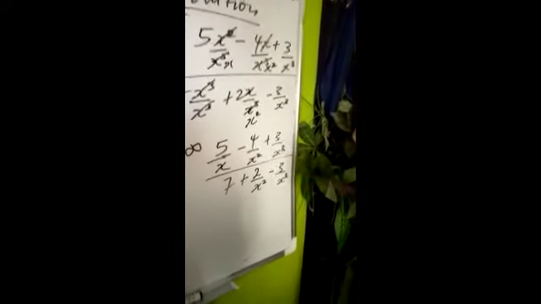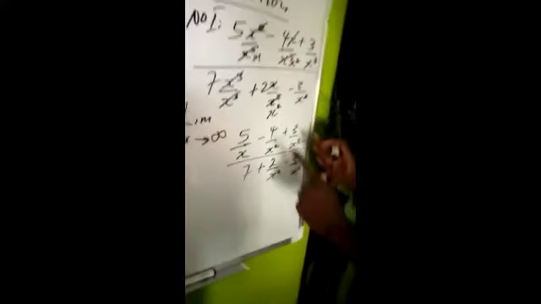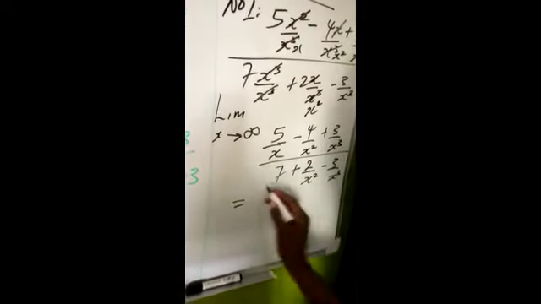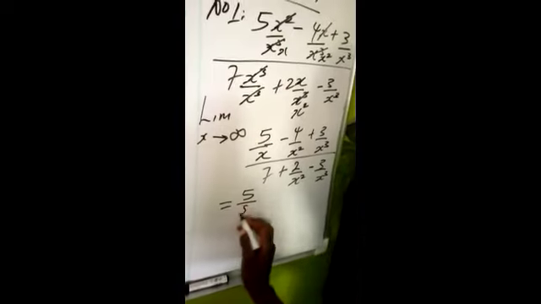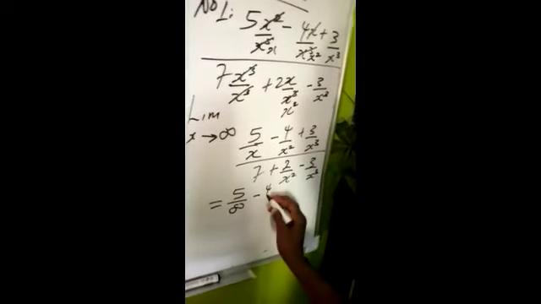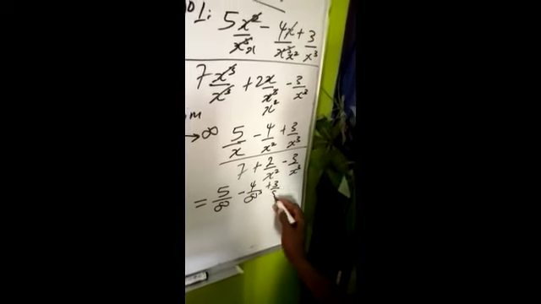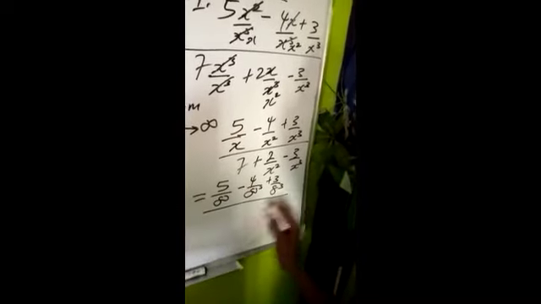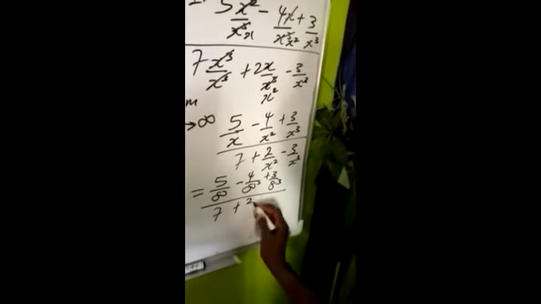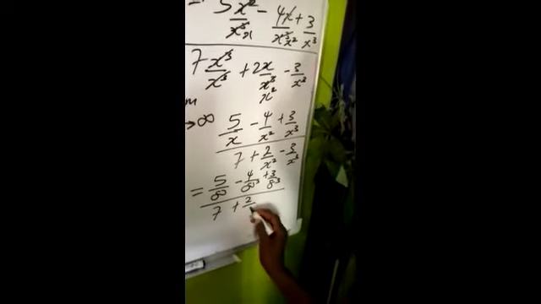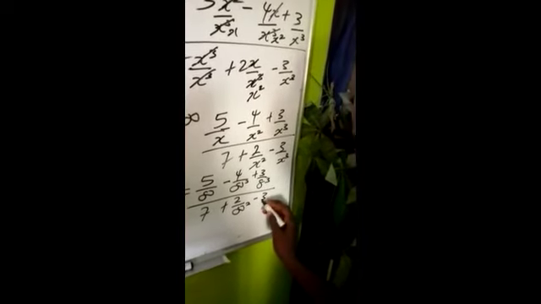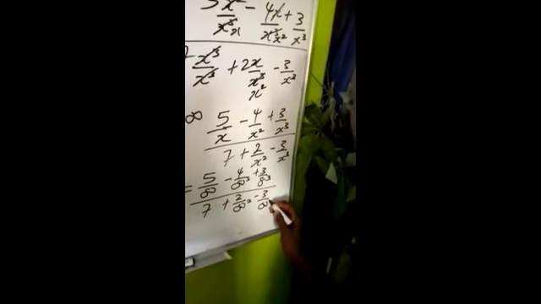Next thing now, you apply what you call direct substitution, by which anywhere you see s, you are free to remove s and put infinity. So let's go there. You have, when s is equal to infinity, 5 divided by infinity minus 4 divided by infinity squared plus 3 divided by infinity cubed, all divided by 7 plus 2 divided by infinity squared minus 3 divided by infinity cubed.